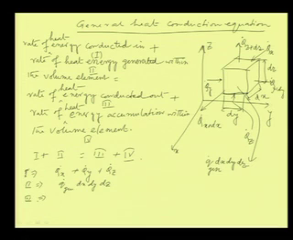Term 3 implies the heat energy conducted out, that means q dot x plus dx, plus q dot y plus dy, plus q dot z plus dz. And then what is term 4? Term 4 is the rate of internal energy change, or rate of energy accumulation within the volume element.